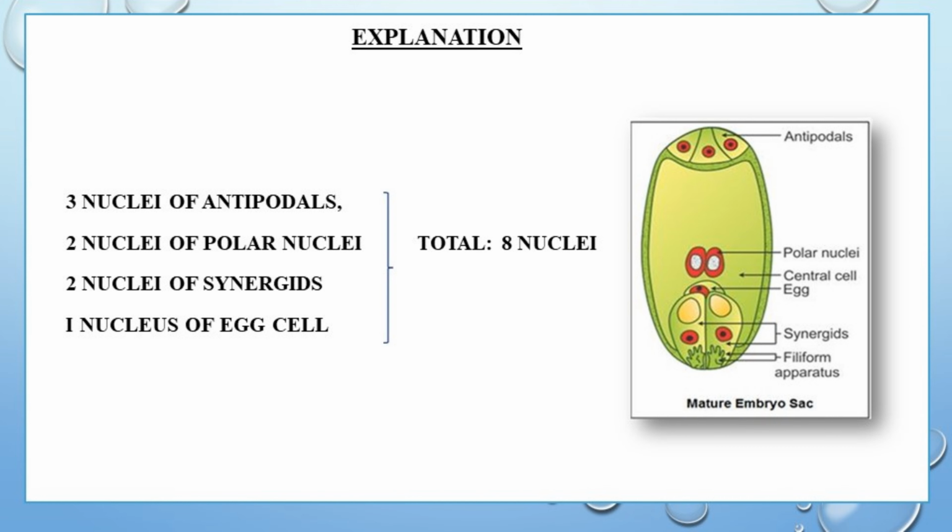Since 3 antipodal cells, 3 nuclei will be there. And coming to polar nuclei, there will be 2 polar nuclei. And moving to the synergids, 2 synergids are there. So 2 nuclei. And egg cell, 1 egg cell is there. So 1 nucleus. So altogether 3 plus 2 plus 2 plus 1, totally 8 nuclei are there in the angiospermic embryo sac. So the answer will be option A, 8.